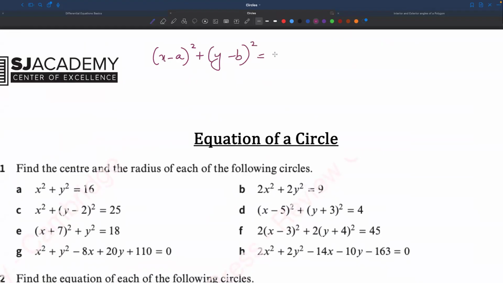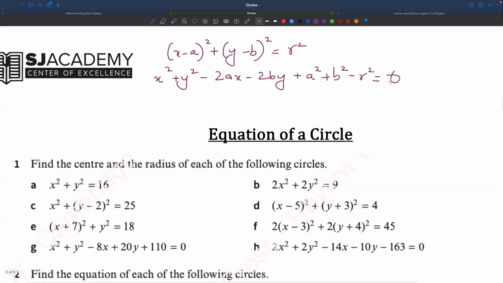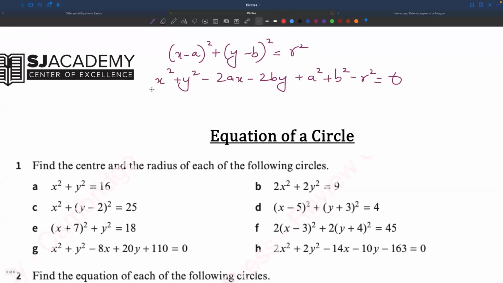Either you can be comparing with this form or the expanded version with x squared plus y squared minus 2ax minus 2by plus a squared plus b squared minus r squared equals 0. Okay. Now, the most important thing that you'll note over here is that the coefficient of x squared and y squared will always be 1. This will be the most important thing. Okay? Keep this in mind.